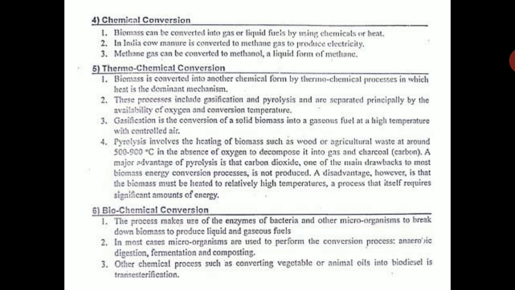or it can use vegetable oil and animal oils to produce biodiesel by a process which is known as trans-esterification. And biodiesel is nothing but the diesel obtained from biosources, which can be used as an alternative to petroleum diesel.